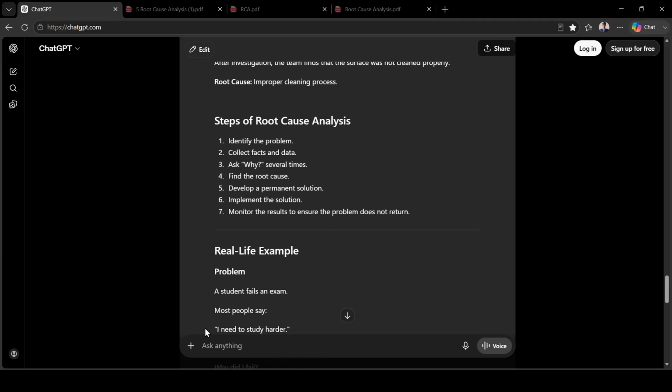Steps of root cause analysis: identify the problem, collect facts and data, ask why several times, find the root cause, develop a permanent solution, implement the solution, and monitor the result to ensure the problem does not return.